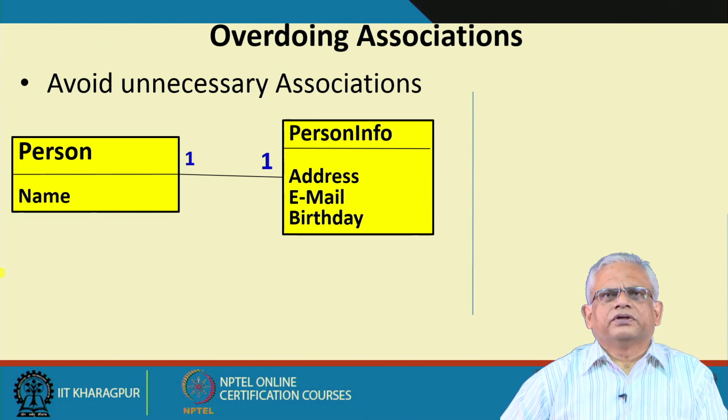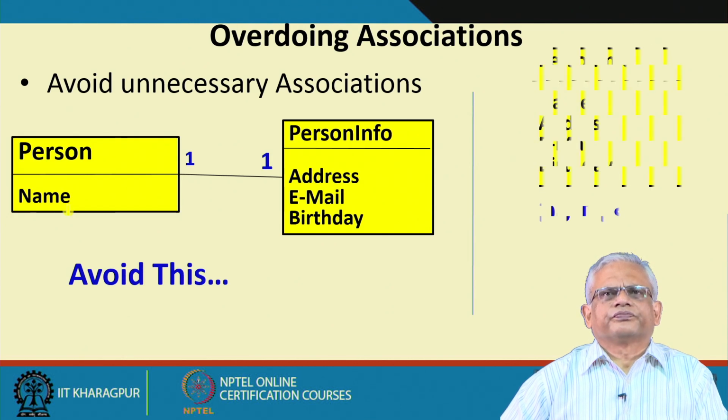But before we conclude our discussion on associations and look at the other relations between classes, the thing is that once we know a technique, we tend to overdo that. For example, a person and the person's information: a person has a name and information like address, email, birthday, etc. We should not create two classes here, the person's information and person, and set up a one-one association.